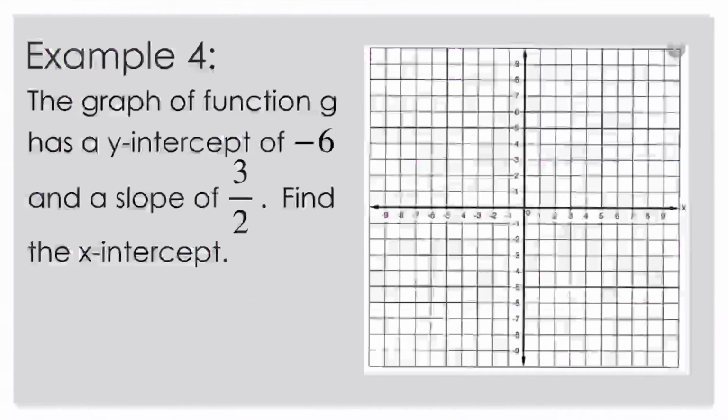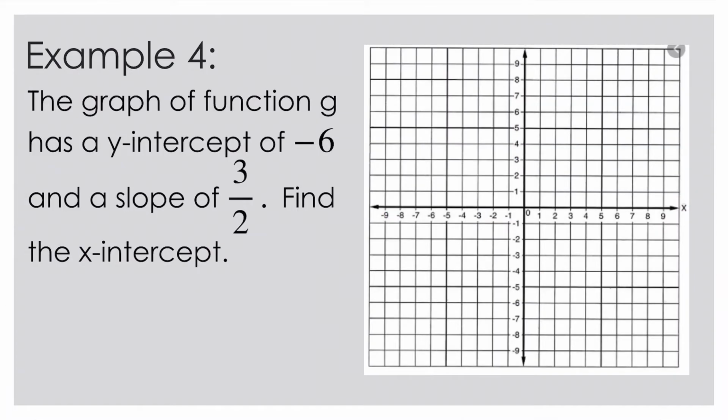Our fourth example says the graph of function g has a y-intercept of -6 and a slope of 3/2. Find the x-intercept. So we need to figure out how to find the x-intercept. What we're going to do is put a point on our y-intercept. Our y-intercept tells us that we are going to cross the y-axis at -6, so we're going to put a point at -6 on the y-axis.